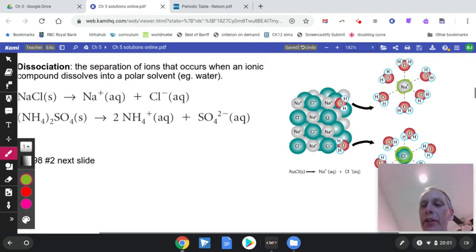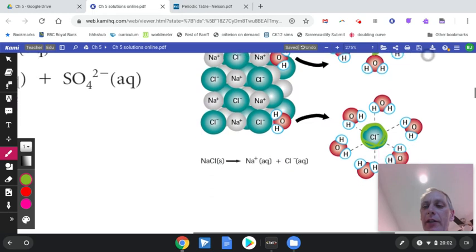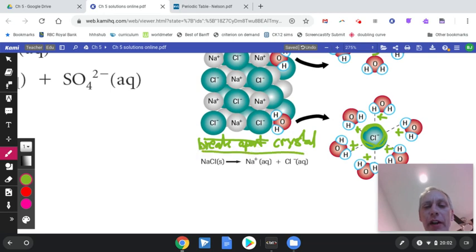And you will notice in this diagram, if we zoom in, that this positive ion is surrounded by all the negative poles of the water molecules, and this negative ion is surrounded by all the positive poles of the water molecules. So that's how water is able to break apart a crystal or a solid ionic compound. That is not easy to break apart ionic crystals, but water is able to do that because of the attractiveness to the opposite poles.